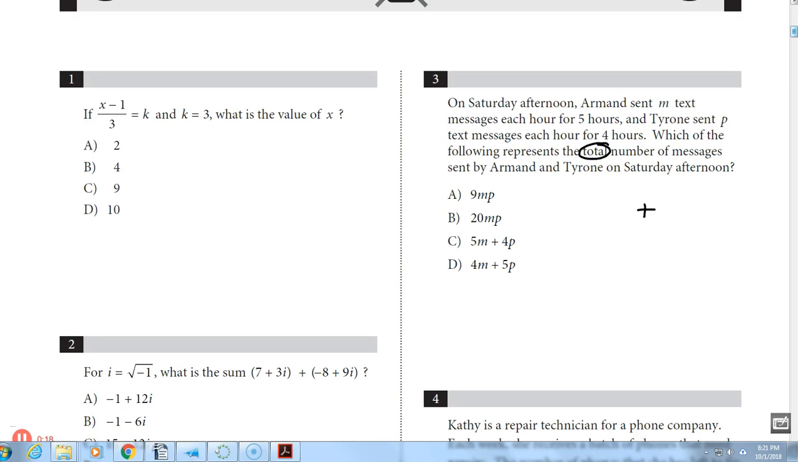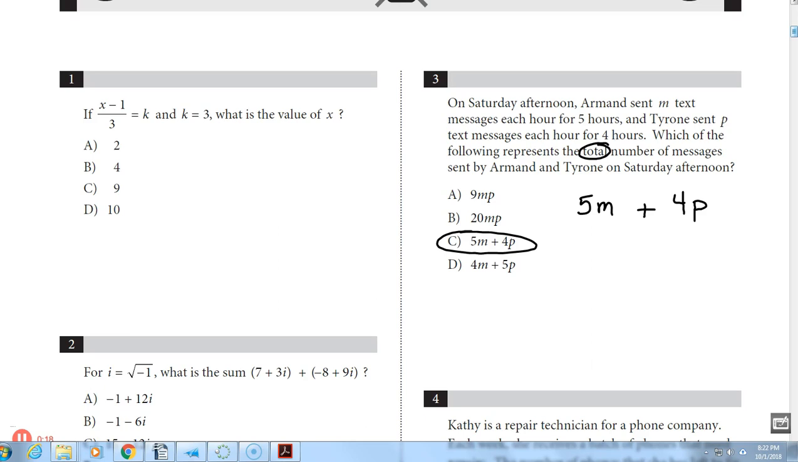Armand sent M messages every hour for 5 hours. So you're going to take the 5 hours and multiply it by how many messages he sent each hour. And Tyrone sent P messages every hour for 4 hours. So you're going to do 4 hours multiplied by the number of messages he sent. So the answer is C. That's what represents it. Another way to do this would be to pick your own numbers.